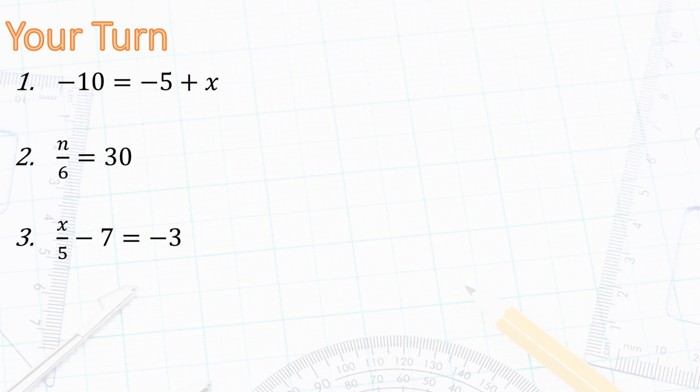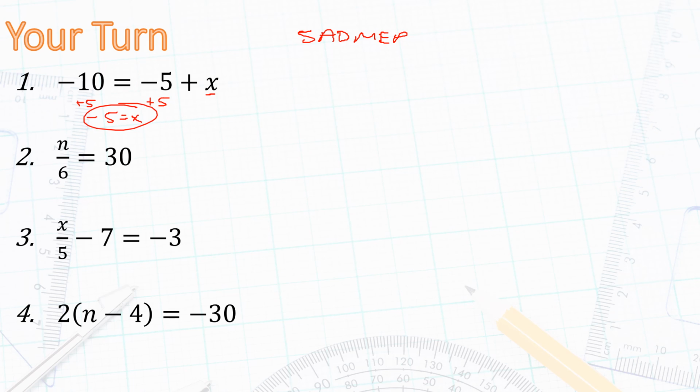All right, so we've got x we need to get on its own. Let's get SADMEP up here for solving. So addition, subtraction first. We're going to add 5 to both sides. So that'll be minus 5 is equal to x. So x is equal to negative 5.